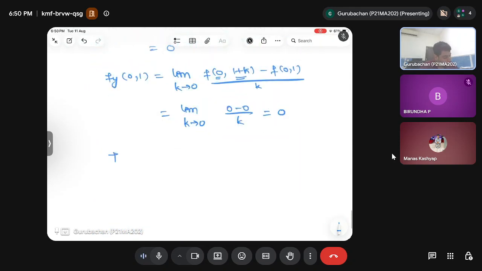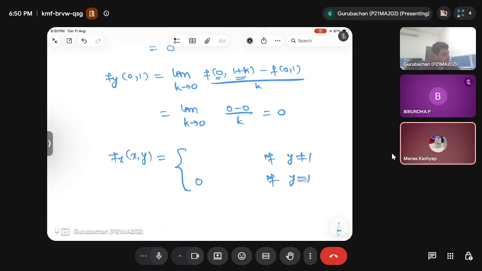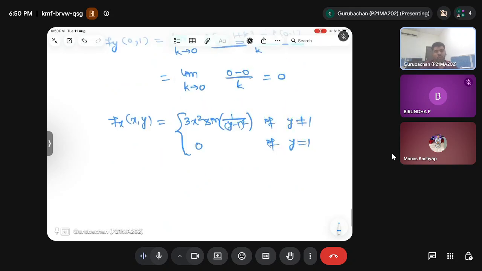So try to calculate fx xy in general. What will be fx xy? Obviously the function is divided into two parts, so it will remain the same: y not equal to 1 and y equal to 1. Obviously for y equal to 1 it is 0. When you differentiate with respect to x, it will be 3x square sine 1 by y minus 1 whole square.